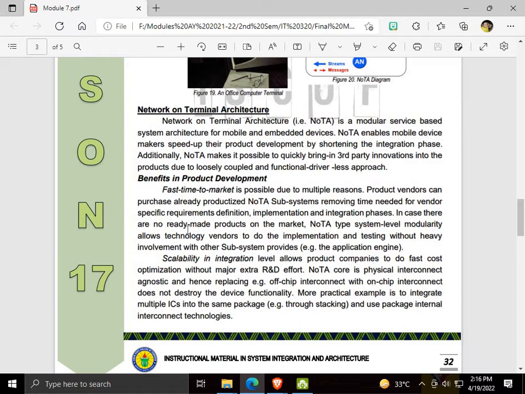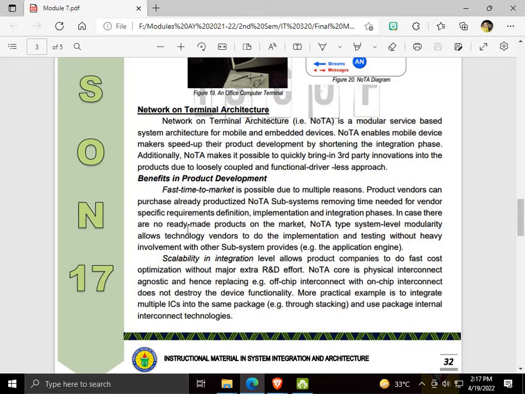Your Android phone has the Play Store, your Huawei has the Huawei store, and your iPhone has the Apple App Store. Not only are the vendors being mounted into the Network on Terminal Architecture, but also your software, including the applications or the apps.